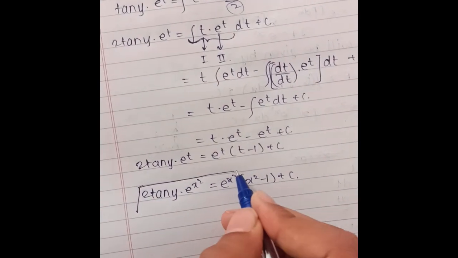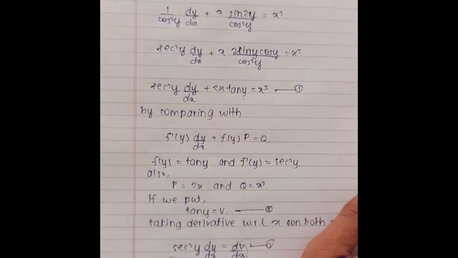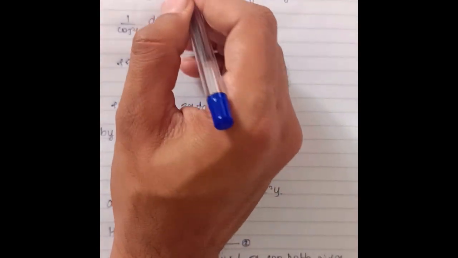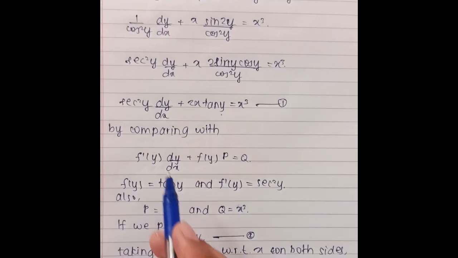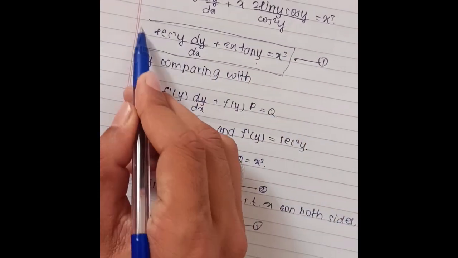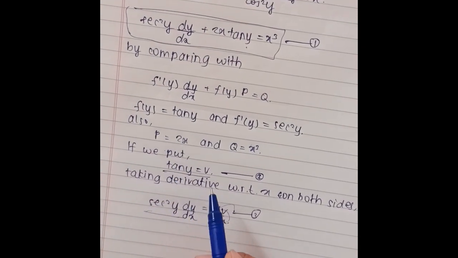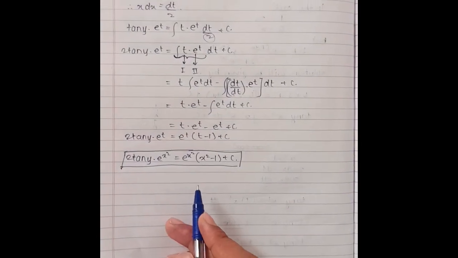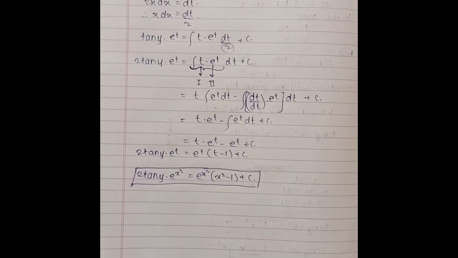This is our required solution, in which we first took an equation, then converted it into the standard form, then by identifying f of y and f dash of y converted it into an LDE by putting the value tan y is equal to v. We converted it into an LDE in v, then solved the equation, and finally put all the values back, and after doing that we got the final answer. So this is it. Thank you.